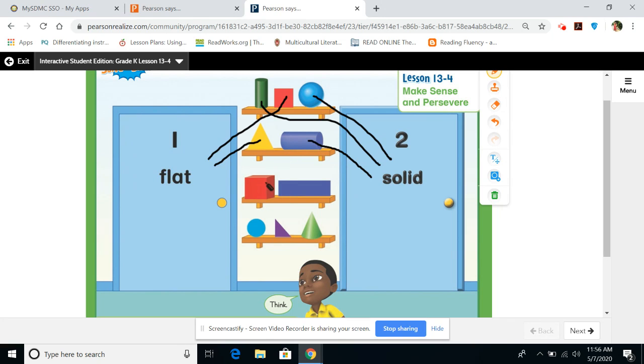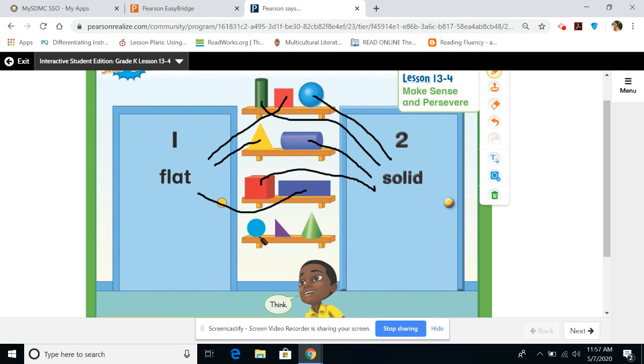My next shape here is a cube. Now, does my cube lay flat like a pancake, or does it stand up like a 3D shape should? It stands up, so that means it is a solid shape. My next shape is a rectangle. Now, is my rectangle flat like a pancake or does it stand up like a 3D shape does? It's flat like a pancake. So is it a flat shape or is it a solid shape? That's right, my rectangle would be a flat shape because it's flat like a pancake.